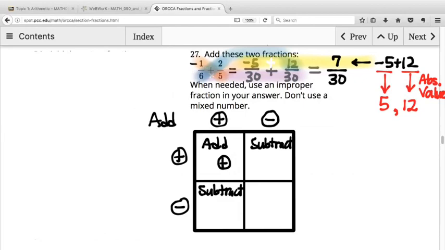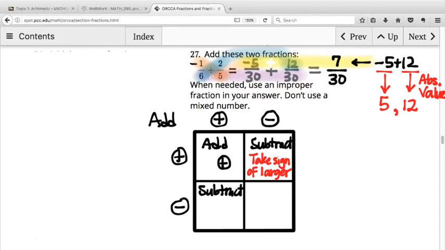And so the sign rule is that the sign of the sum is the sign of whichever has the larger value. And so in this case, because the 12 was positive, and it had the larger value, my sum was positive.